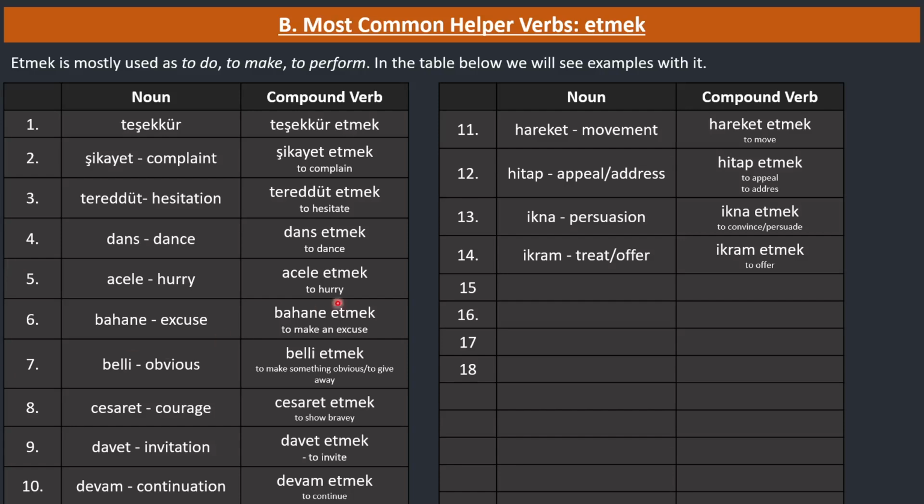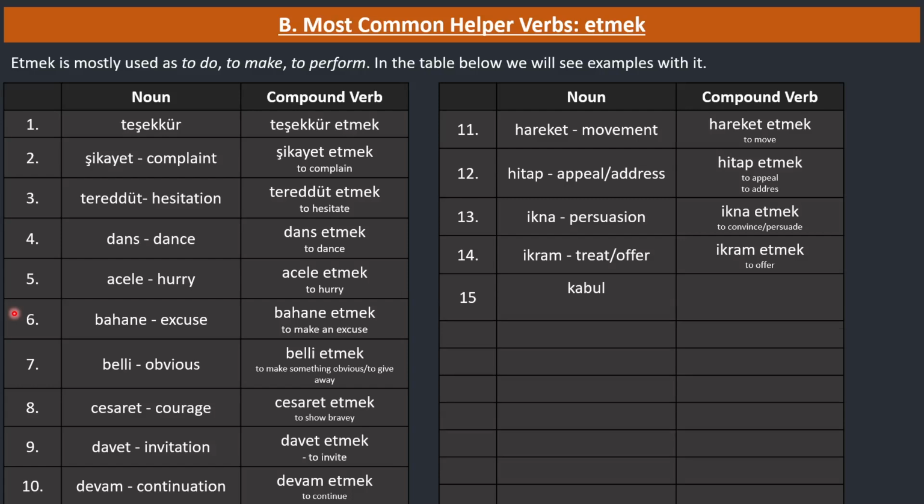Okay, so let's have one more verb here. Let's have 15 examples at first. For others, for more, I'll include them into the PDF file, so you can find more in the file after the lesson. Okay, 15. Let's go with kabul. We were talking about this. Kabul.